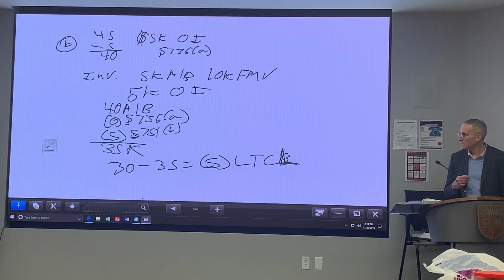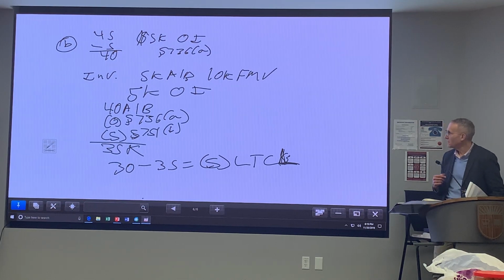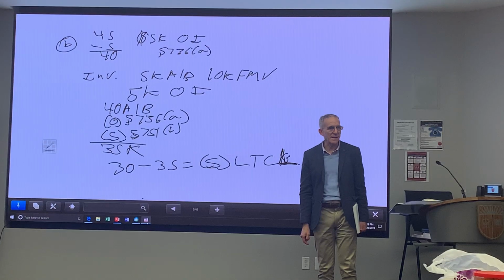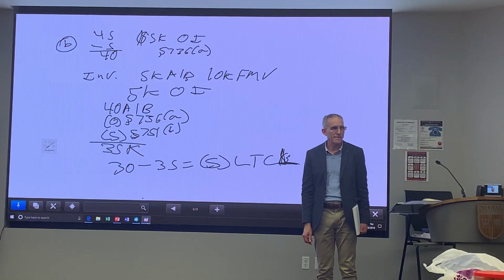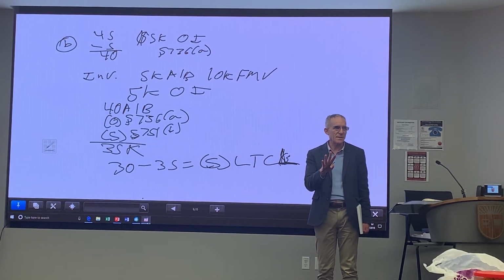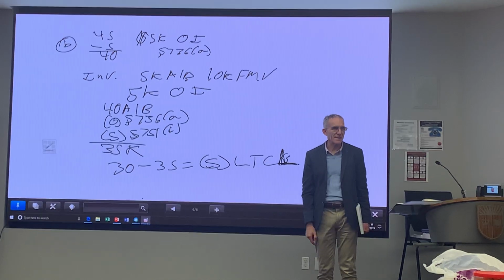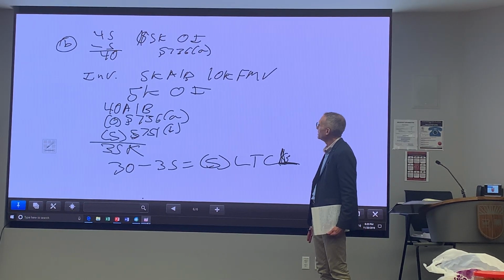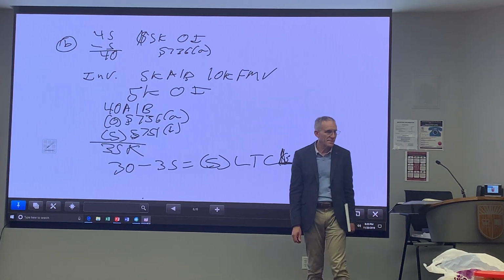Ramon? Why does the 736A not affect his basis? Like a guaranteed payment, it's not going to affect the basis. It's considered almost separate and apart. It doesn't affect it. We didn't do it in the prior problem either.